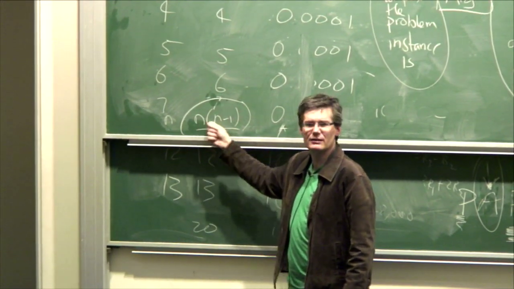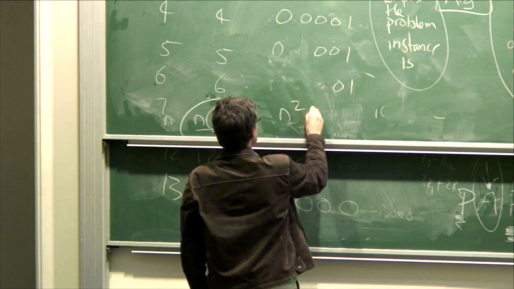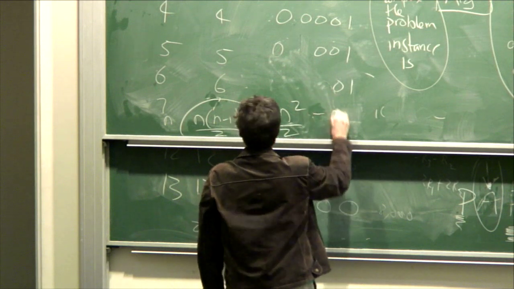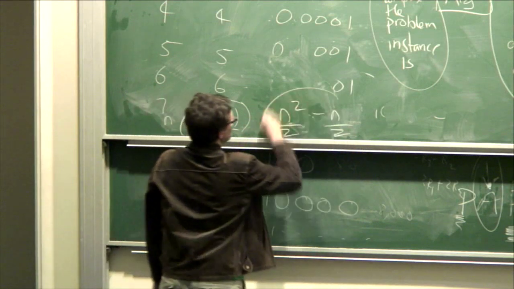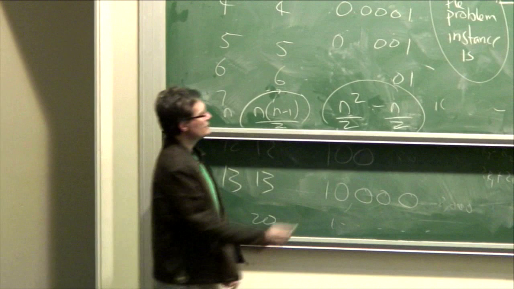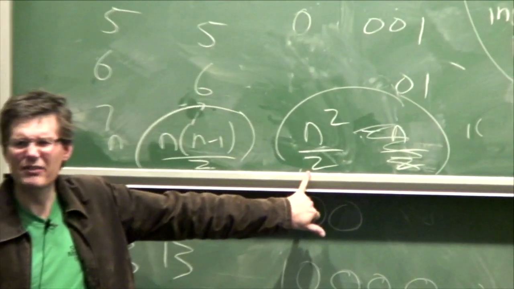It's about n squared. Can you see that this is going to be n squared over 2 minus n over 2? That's the amount of work we're going to have to do. And as n gets really big, what's the most important term there? N squared. Now the divided by 2 is sort of irrelevant, isn't it?